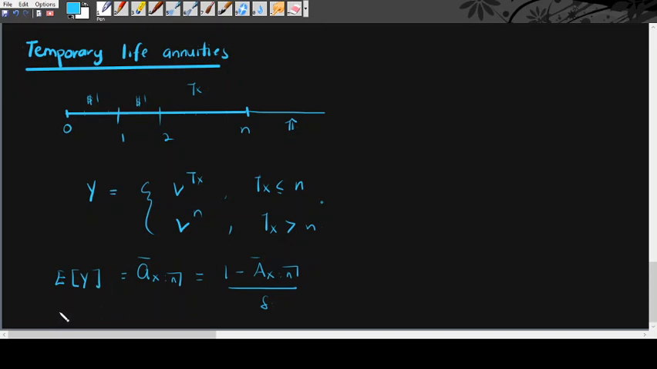And the variance of Y will be equal to the variance of this whole thing, which is the variance of the endowment insurance. So in a similar way to how you get it for the life insurance, you are going to get (²Ā_xn minus (Ā_xn)²) over delta squared. This would be for the temporary whole life insurance.